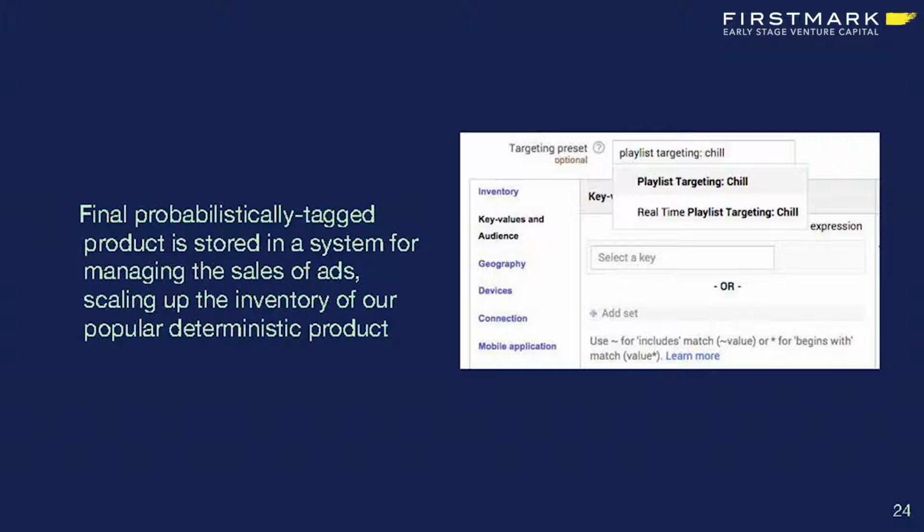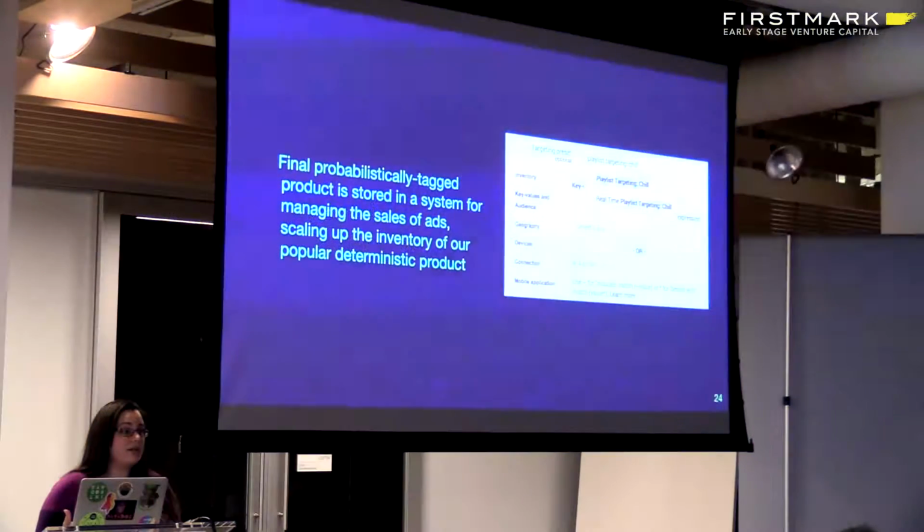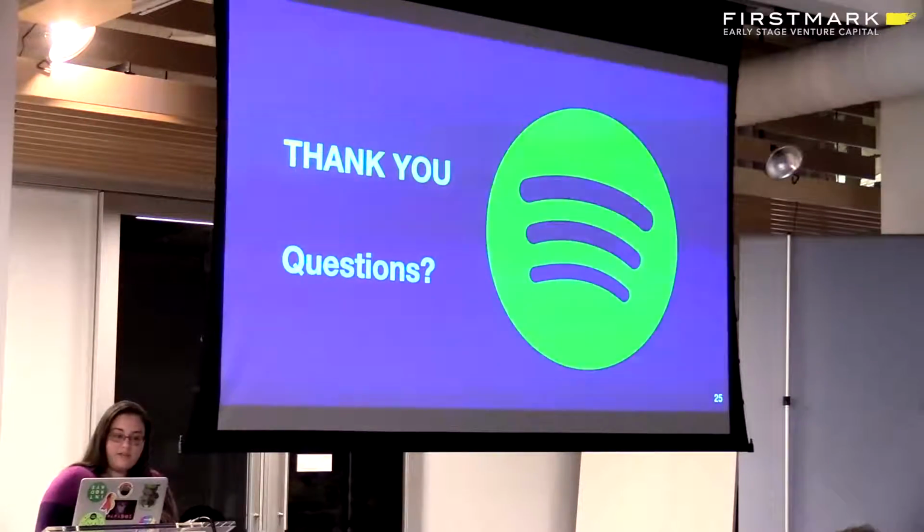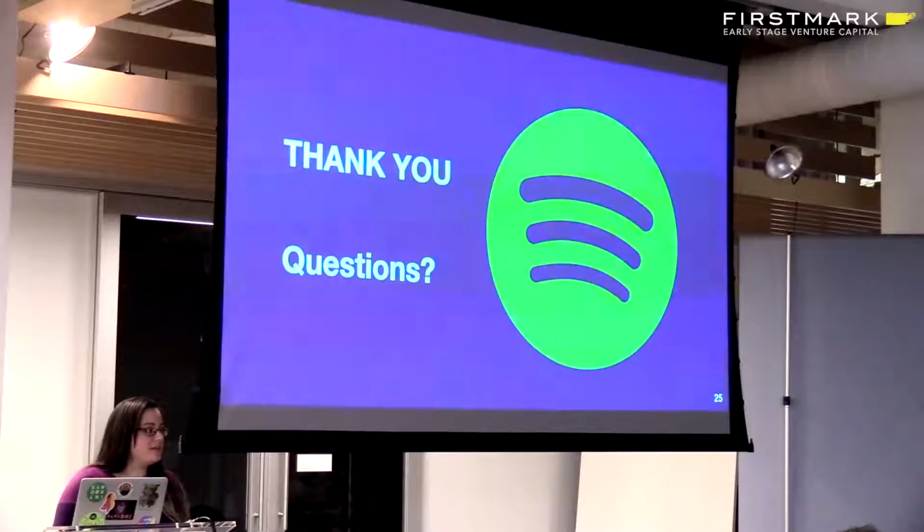Once I make that decision about whether the probabilistic label applies or not, it gets stored in a system. We right now use DFP as our system for managing the sales of ads. So our salespeople can go in and see that this advertiser wants playlists with this category, and what kind of inventory do I have? This completes the entire chain for scaling up our deterministic product, which is the goal. So that's kind of it. If anybody has any questions, I will be happy to try and answer them.